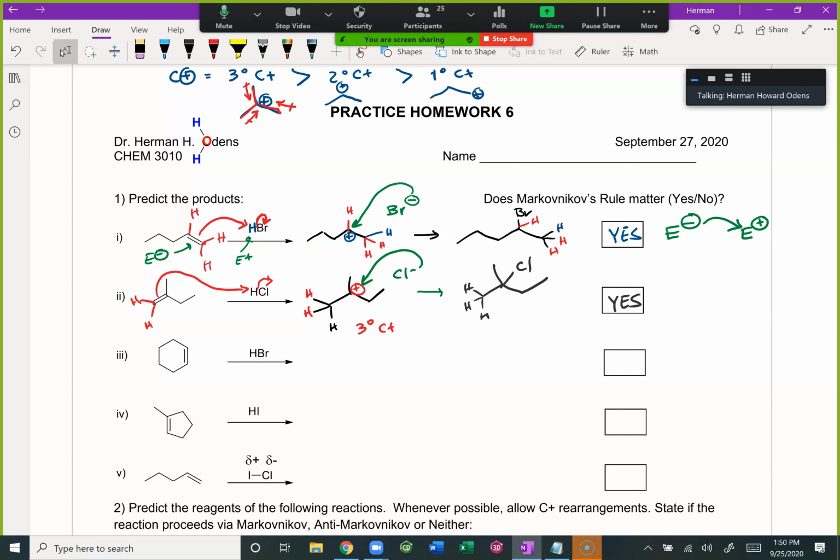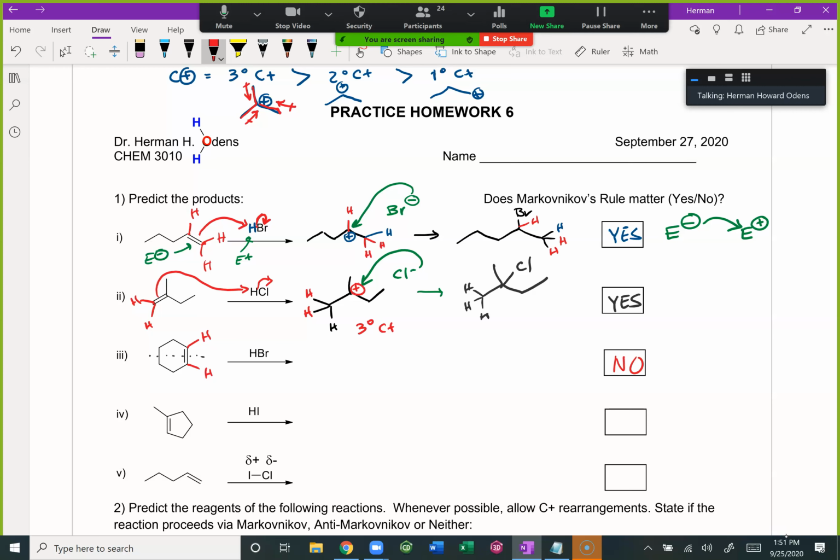HBr and a double bond that is on a cyclohexene. Notice that this molecule is symmetrical. Both of them have a hydrogen. So is it ruled by Markovnikov? Yes or no? It's going to be affected. No. No, very good. Because it doesn't matter. Both of them have the same amount of currency or hydrogens.